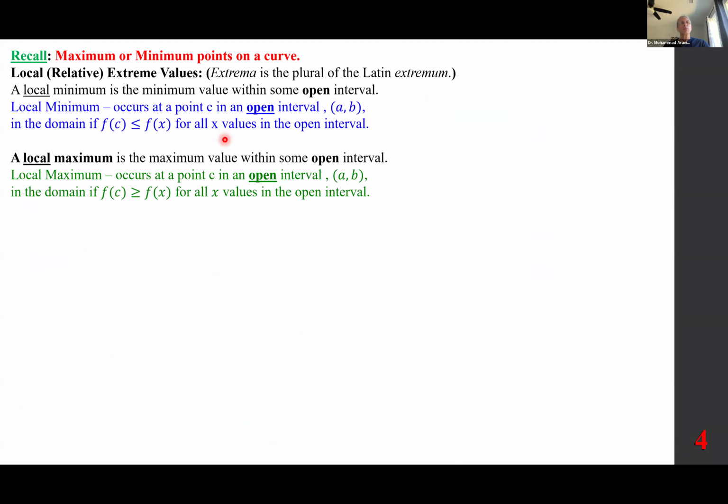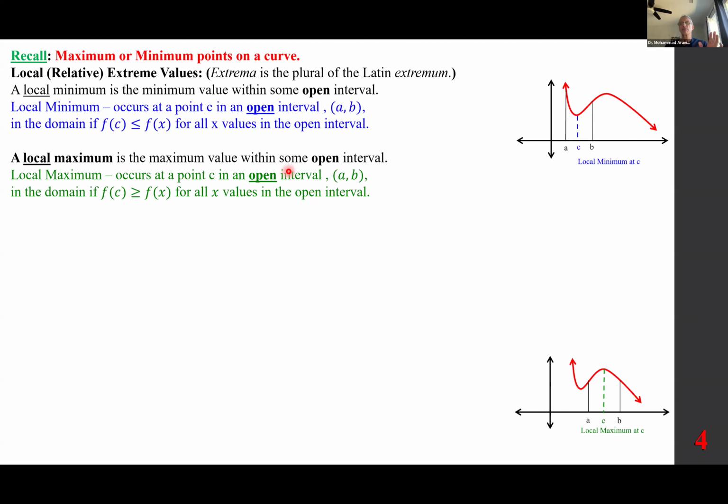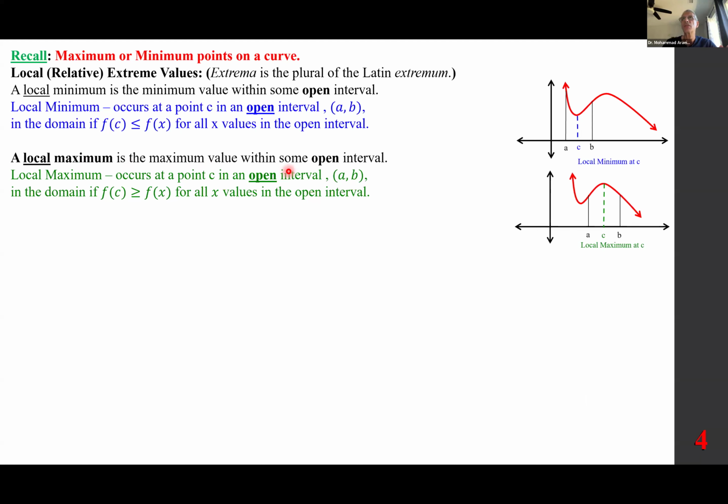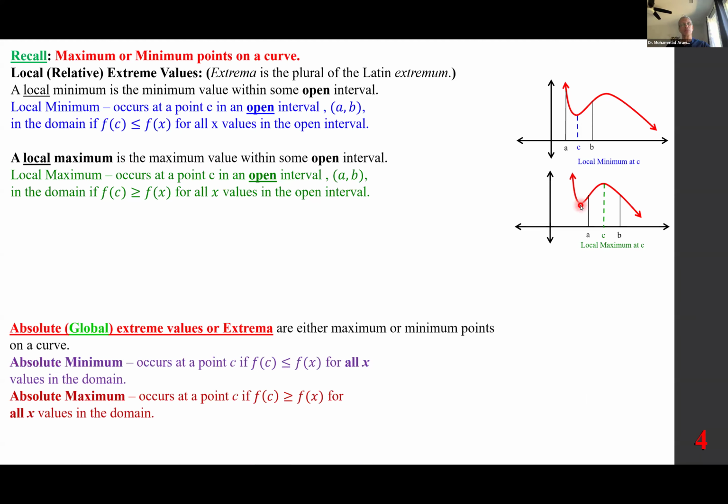Reminding you of minimum and maximum points, local or relative extrema. A local minimum is the minimum value within some open interval. A local maximum is the maximum value within some open interval. Meaning, if you look at these two graphs, peaks and valleys are local max and min. Here's local max, local min, local max, local min. It's not in the entire domain, but rather in some open interval.